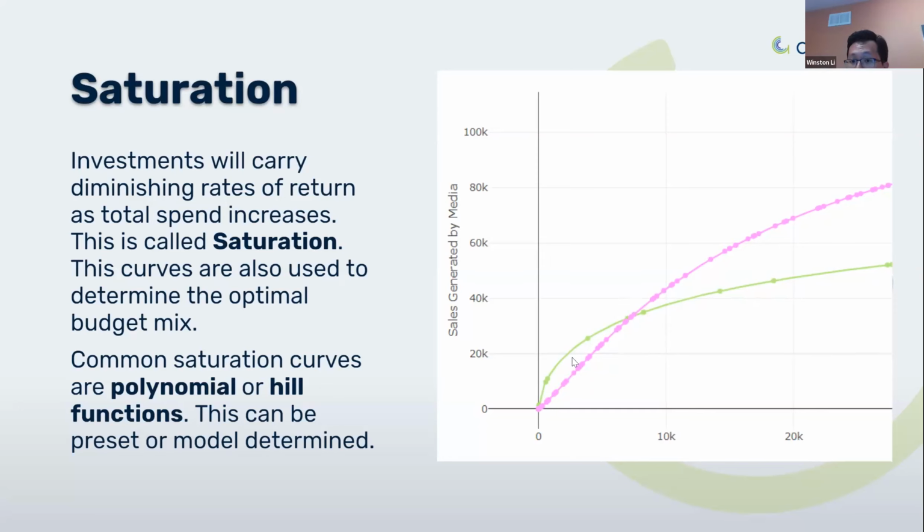So you can see if you have a smaller budget, the recommendation would be to spend that in the green channel because it picks up faster and you get better return for your dollar. Whereas if you have a bigger budget, then you want to hold off on putting everything in the green channel because it'll flatten quickly, and you want to mix it up a little bit with the pink channel. So this is called saturation, and this is again also included in models.